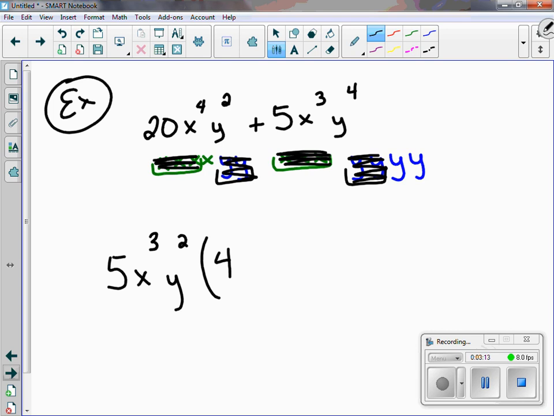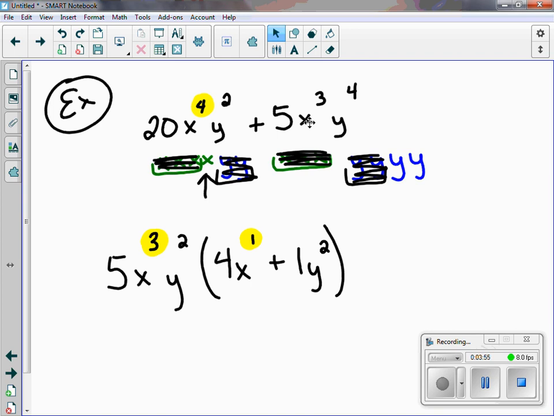Now, the reason why I left these x's and y's here and crossed them out is because I can see now how many x's I have left. I have x to the first left, and I don't have any y's left in that term. So now I'm going to move on to the second term. 5 times 1 gives me that 5. I don't have any x's left. I crossed all those out. On the y's, I have 2 y's left. So this goes to y squared. Now, if I look at my exponent rules, 3 plus 1 gives me that 4. And I could do the same thing with all of my y's. Okay, so that's factoring by your GCF.